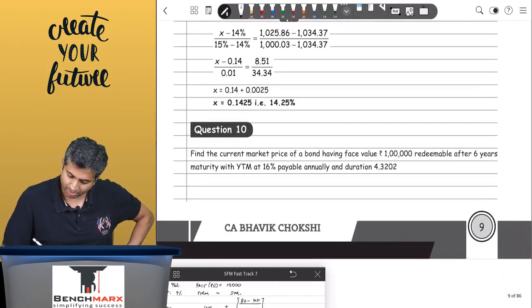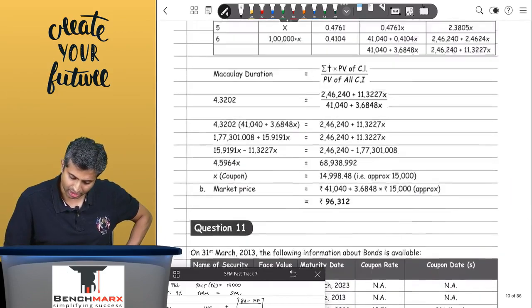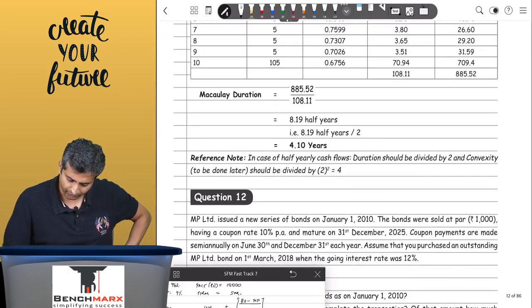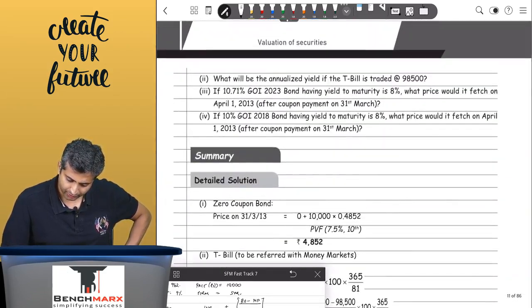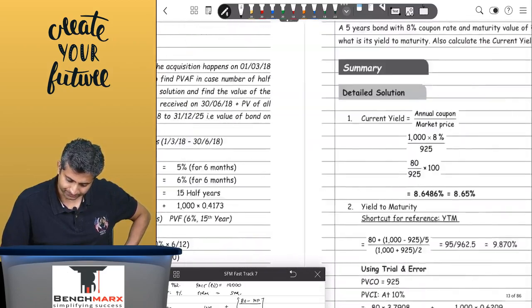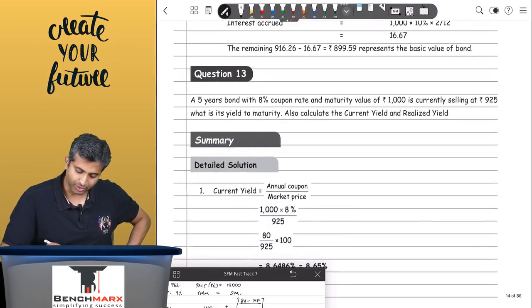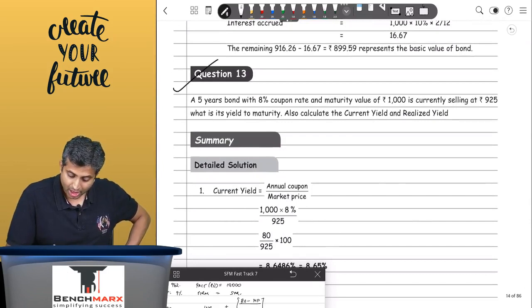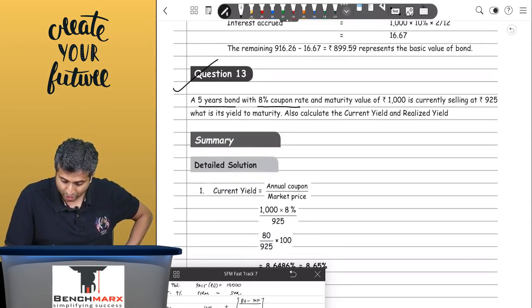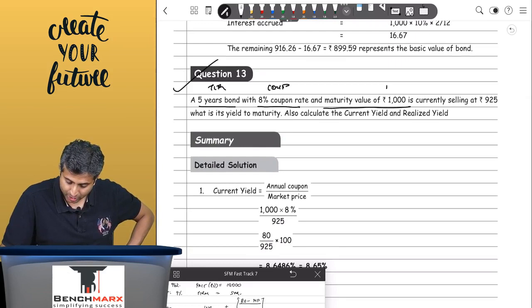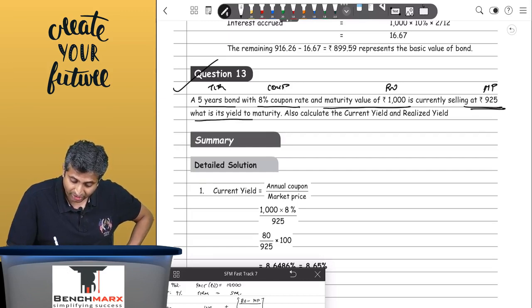Yes, if you see question number 13, for example, you have a 5-year bond with an 8% coupon. So term is given, coupon is given, and a maturity value of 1000, redemption value is given, and it is currently selling at 925. So over here market price is given. What is its yield to maturity?